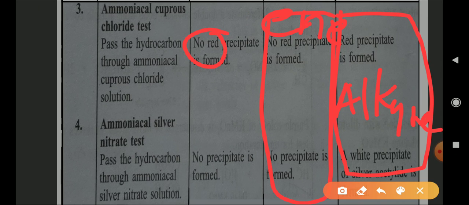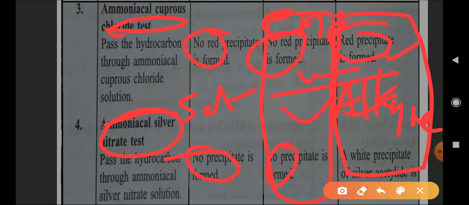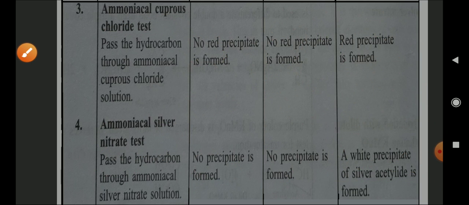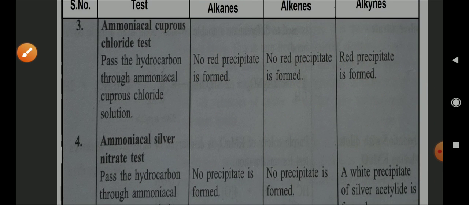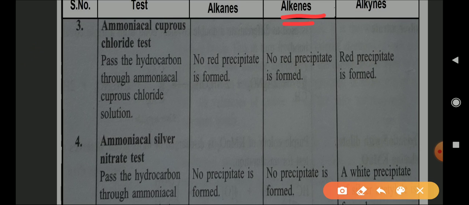For the alkane, no precipitate is formed. Already we have differentiated between the saturated one and the unsaturated one. Among the unsaturated ones, if we add ammoniacal cuprous chloride, then here a precipitate is formed. Which color? Red precipitate. That means it is a triple bond alkyne. If a white precipitate is formed with the ammoniacal silver nitrate test, then it is also alkyne. So this is the test which differentiates between alkene and alkynes.